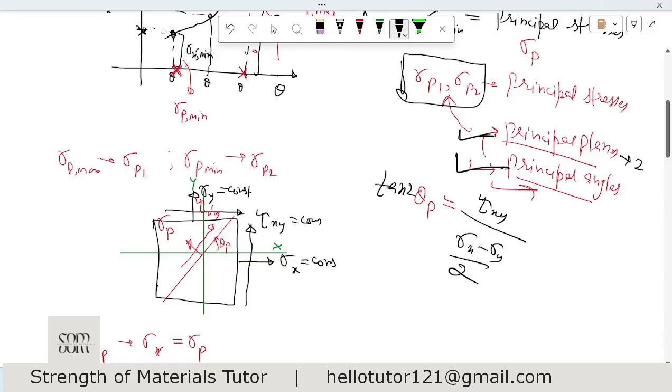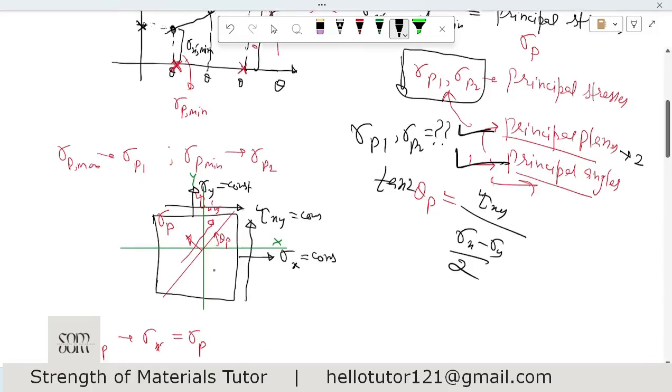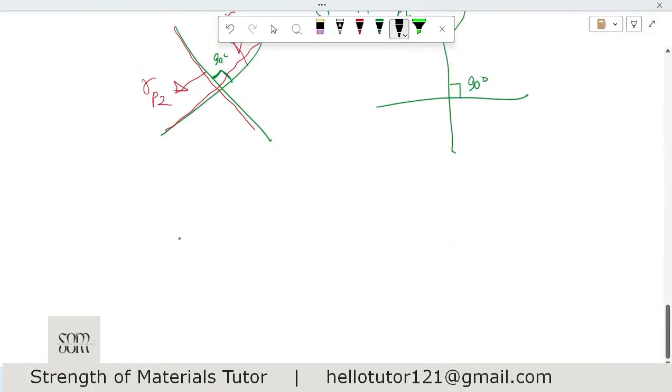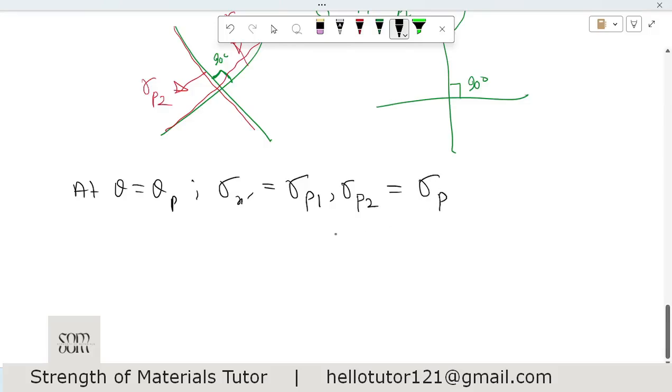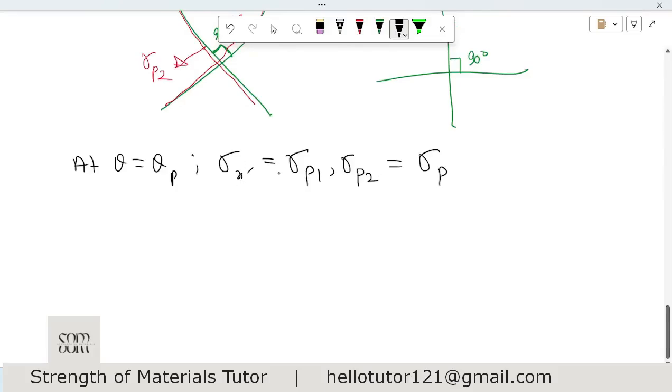Now what is the value of sigma p1 or sigma p2? So let us find it. We know at theta equal to theta p, sigma x prime is going to be sigma p, but it is going to be sigma p1 and sigma p2. Or we can just call it sigma p right now. At theta equal to theta p, this sigma x prime will be sigma p.